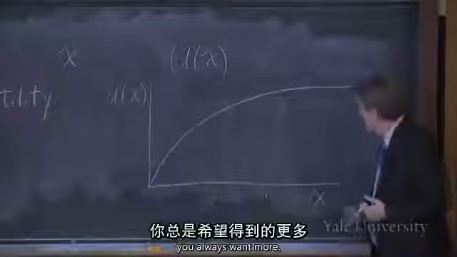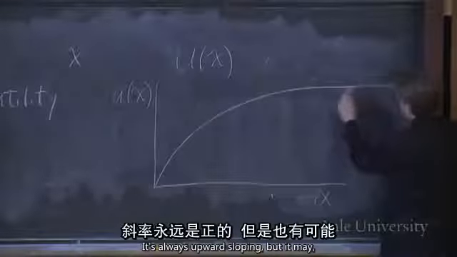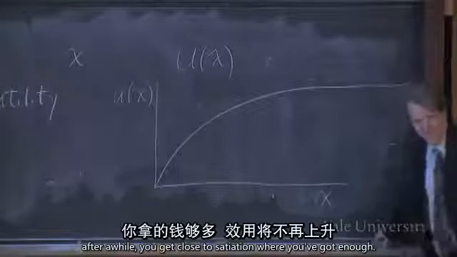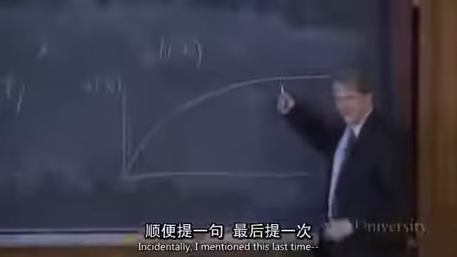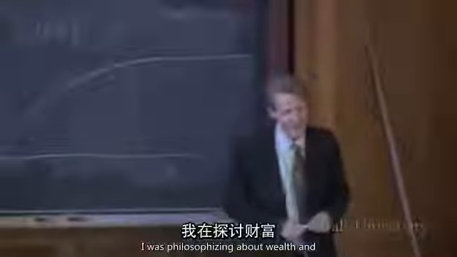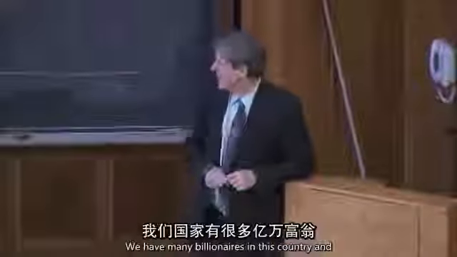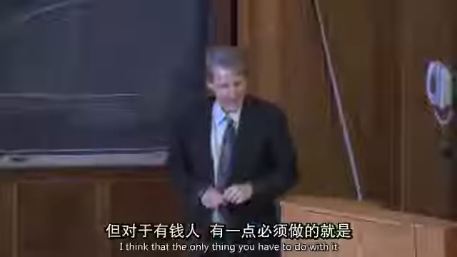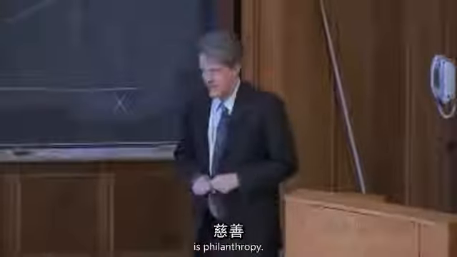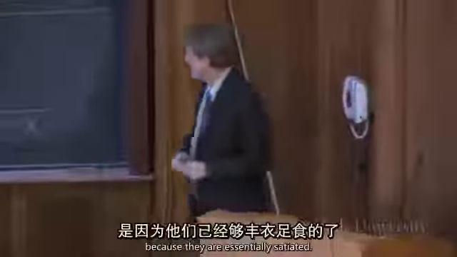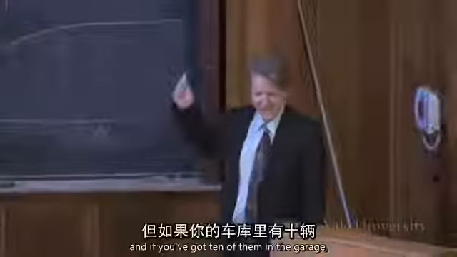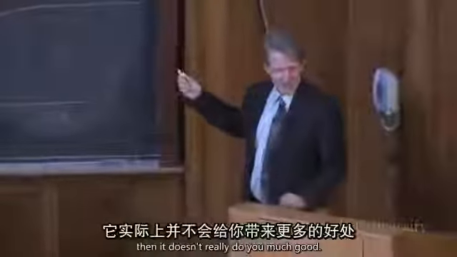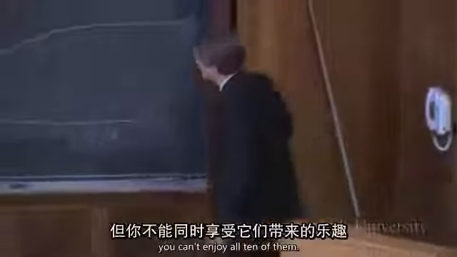You always want more. It's always upward sloping, but after a while you may get close to satiation, where you've got enough. All right? I mentioned this last time when I was philosophizing about wealth. I said, what are you going to do with $1 billion? We have many billionaires in this country, and I think the only thing you have to do with it is philanthropy. They have to give it away because you are essentially satiated. As I said, you can only drive one car at a time, and if you've got 10 of them in the garage, it doesn't really do you much good because you can't enjoy all 10 of them.